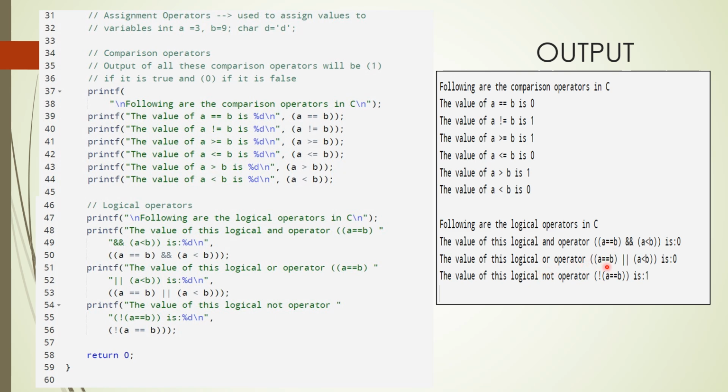Likewise, for the logical OR operator, a double equal to b or a less than b, both are 0, so it is 0. But if we replace this by a greater than b, here it is 1. So even if one value is a non-zero value, we'll get the output as 1. And for the NOT operation, it is already 0 and this becomes 1. So this is how we make use of the logical and relational operators.